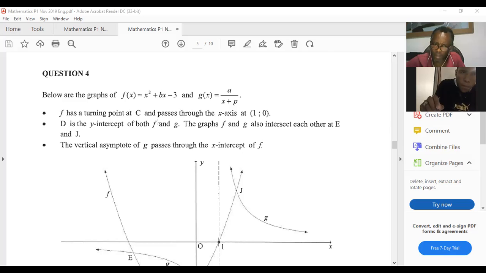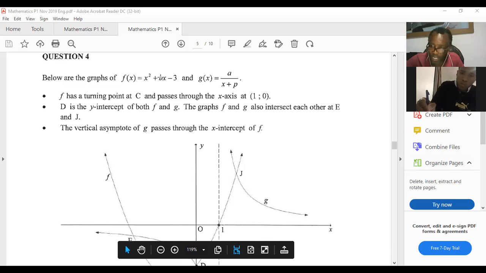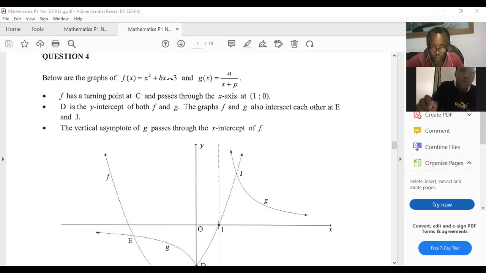Look, when talking about f, it has nothing to do with f. This one is the hyperbola, it has nothing to do with f. So you know the value of b. Substitute them, and then I will also substitute.